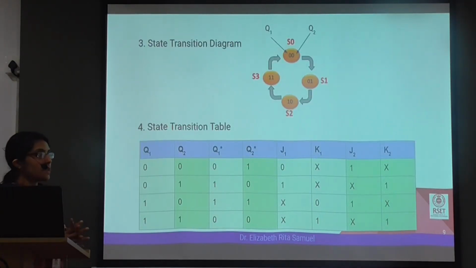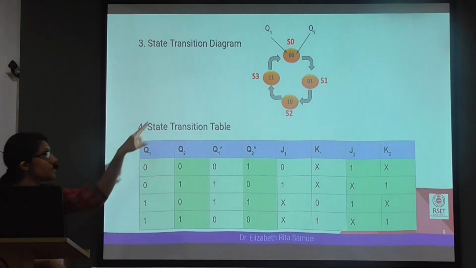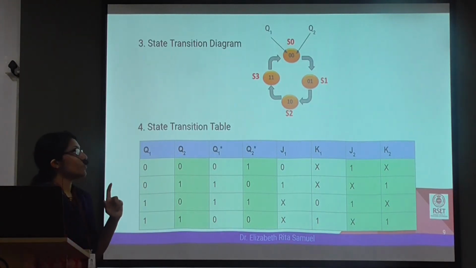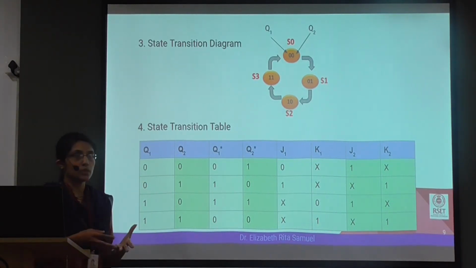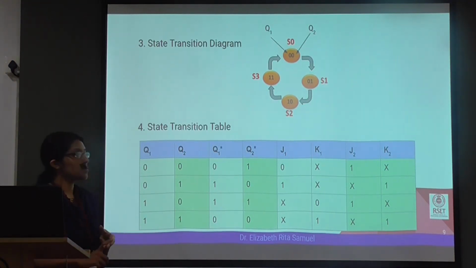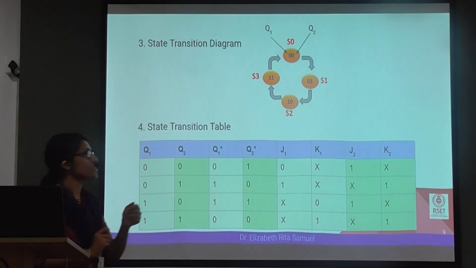So after knowing the excitation table of the flip-flop we have decided, we must be able to draw its state diagram. Now what is a state diagram? We know that it is a counter, so it counts from one number to the other. Since it's a 2-bit counter, the counting sequence is 00, 01, 10 and 11. So it has 4 states or 4 modes.